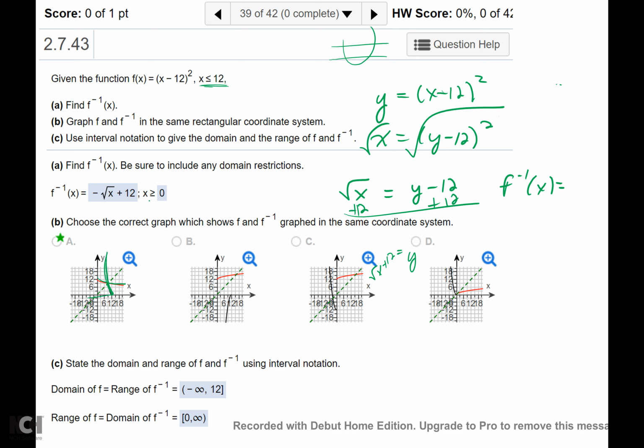But the restriction on the inverse is going to say x has to stay greater than or equal to 0 because this radical has to stay positive. So when you graph those two, you get that function, and you can see it in the middle. The graph is easy because none of the rest of them even work. No, this one doesn't even work. This is the only one that has a proper function. All right, so the domain of the inverse would be from negative infinity to positive 12.